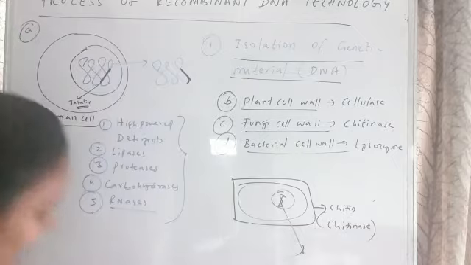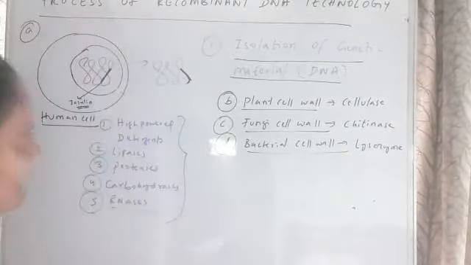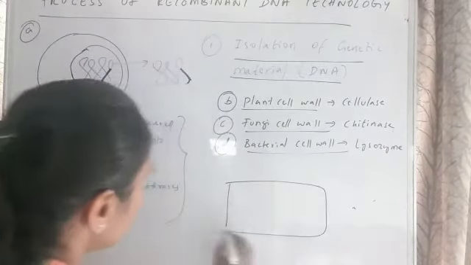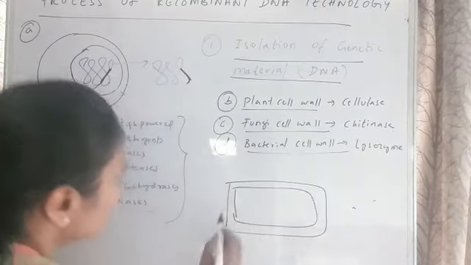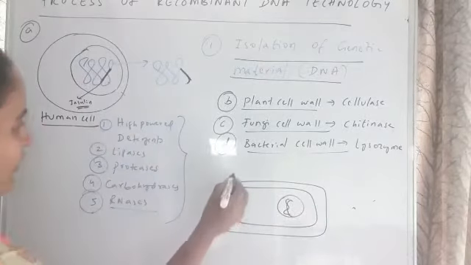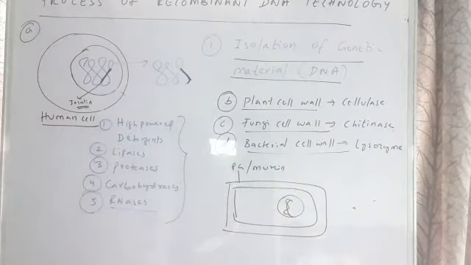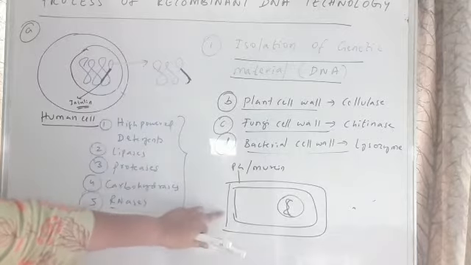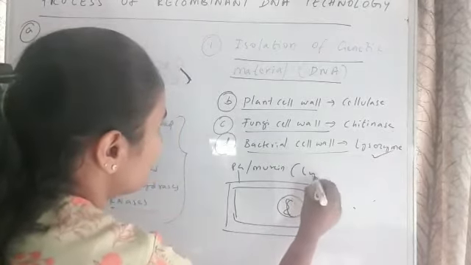The next one is bacteria. If at all I have to isolate the genetic material from the bacterial cell, so imagine this is the bacterial cell. Now the bacterial cell wall is made up of peptidoglycan or murein. Right. Now to break the peptidoglycan cell wall, we have to use an enzyme which is a lysozyme.